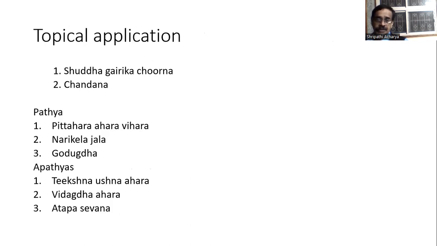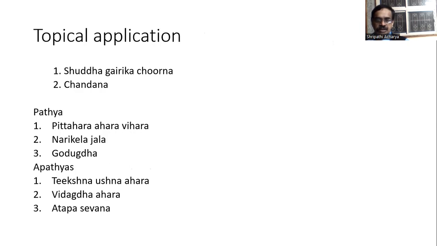The topical application is Shuddha Gairika Churna. You can see we apply a dusting of Shuddha Gairika Churna to the lesions. Water content should be best avoided, otherwise it will spread. Chandana can also be applied.